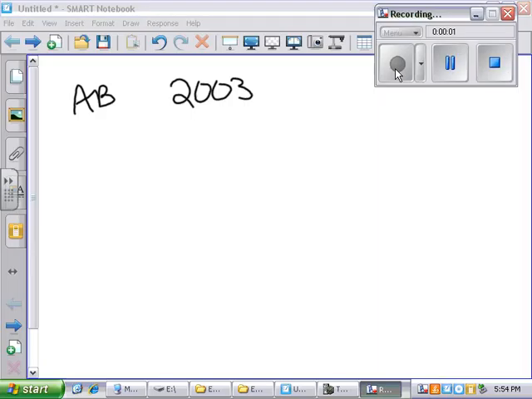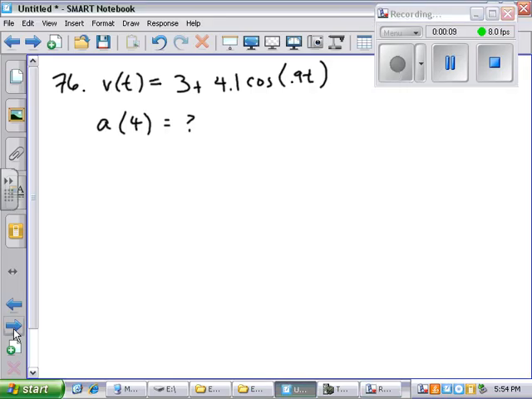Okay, back to the 2003 AB exam. We're doing the calculator questions. 76 it starts out with. Going to 76, the first of the calculator multiple choice. All right, so they give you the velocity and they ask you what's the acceleration when t equals 4.